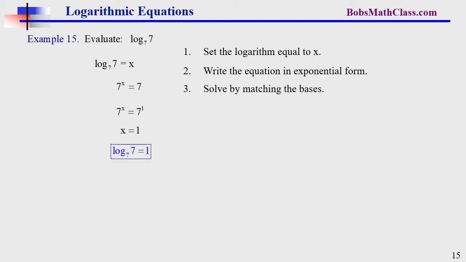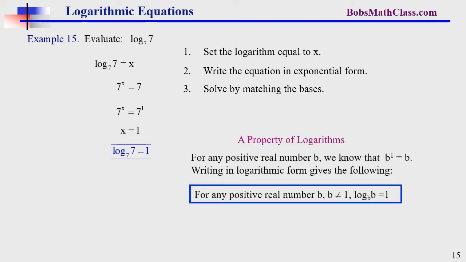Okay, so this is going to be true. Doesn't matter what these numbers are. If b and r are the same numbers, it's always going to equal 1. And that's actually a property. For any positive real number b, we know that b to the 1 equals b. So writing in logarithmic form, that gives us the following. For any positive real number b not equal to 1, so as long as b is not 1, the log of b base b is equal to 1.